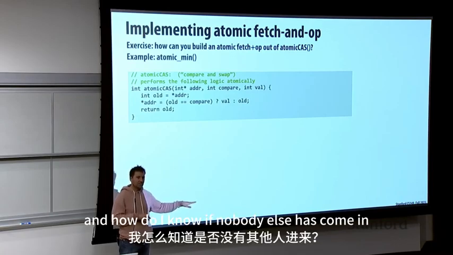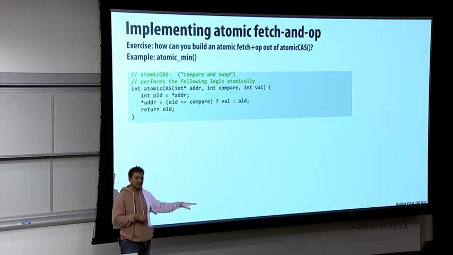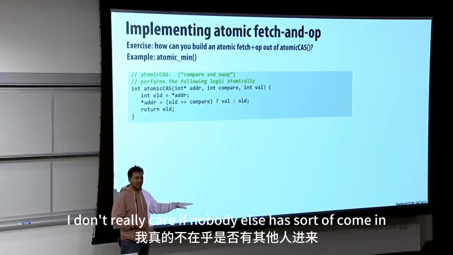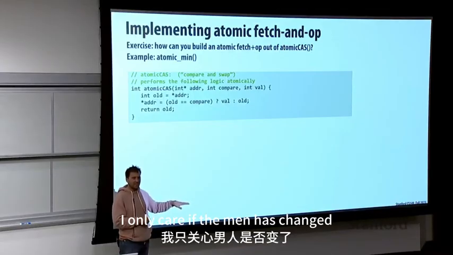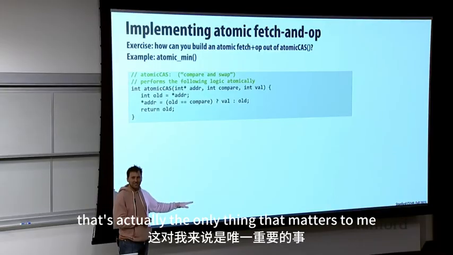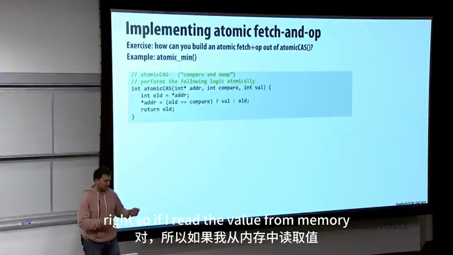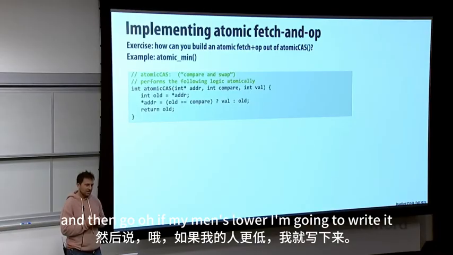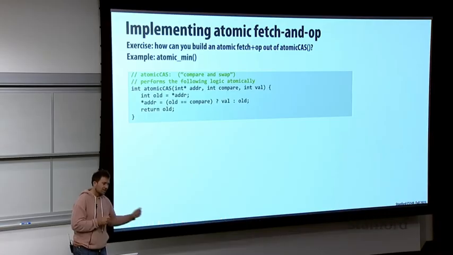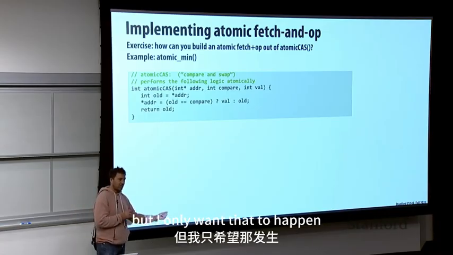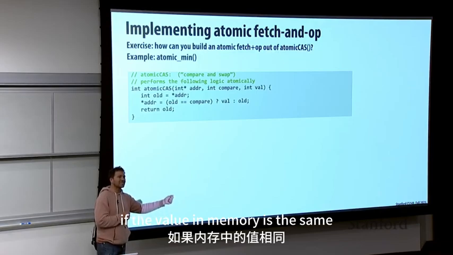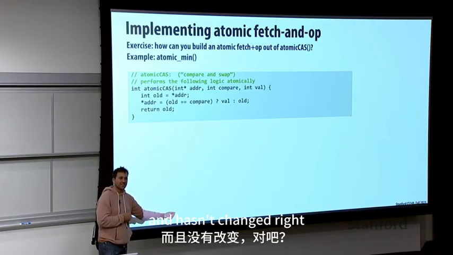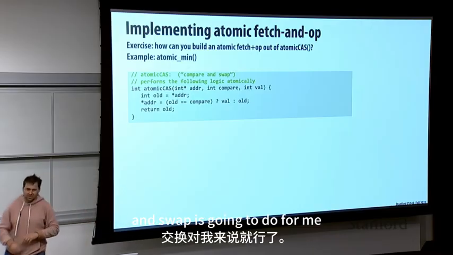And how do I know if nobody else has come in? I can use locks, but we're not going to use any locks here. I don't really care if nobody else has come in. I only care if the min has changed. That's actually the only thing that matters to me, right? So if I read the value from memory, compare it with my min, and go, oh, my min's lower, I'm going to write my value, but I only want that to happen if the value in memory is the same as what it was when I got this whole thing started. It hasn't changed, right? That's exactly what compare and swap is going to do for me.